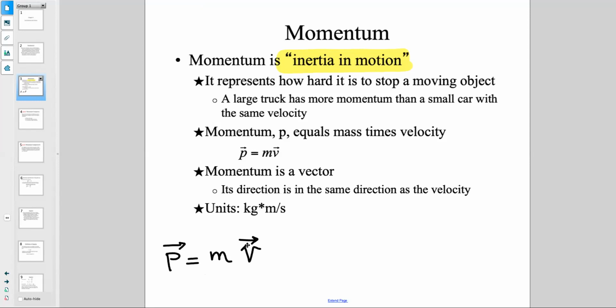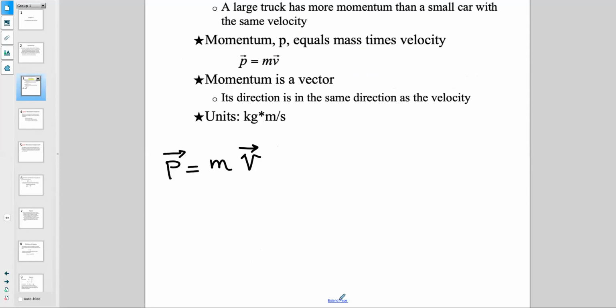V is a vector, and it is multiplied by a positive number, so P, or momentum, is a vector, meaning it needs both magnitude and direction. Now, v is in meters per second and m is in kilograms, so the unit for momentum is kilogram times meters per second.